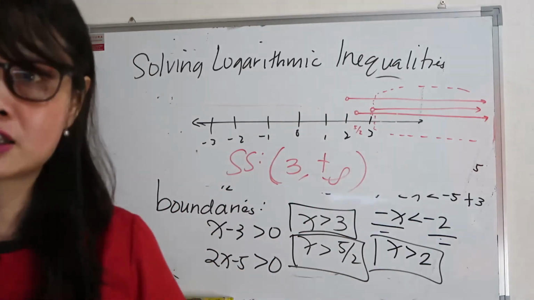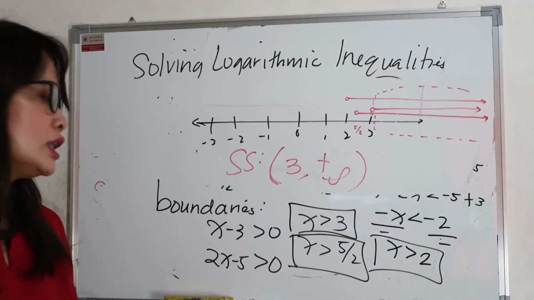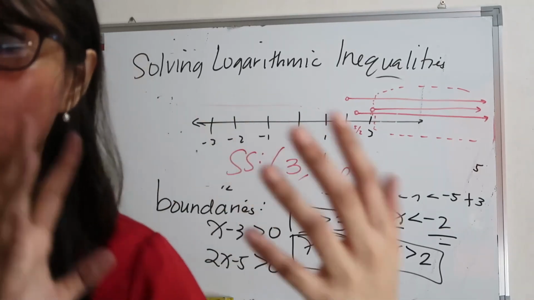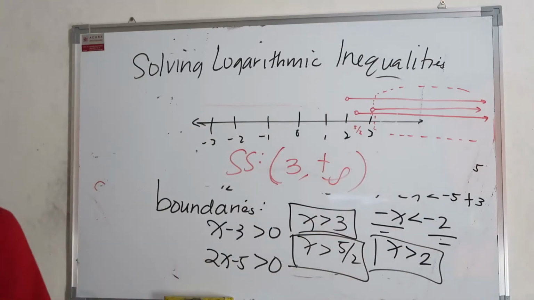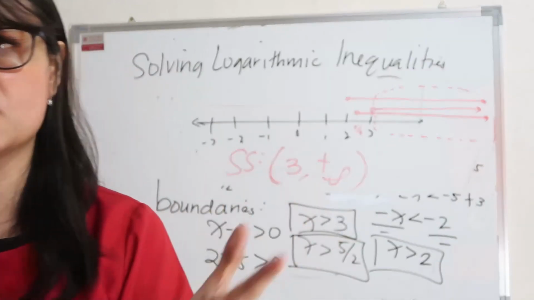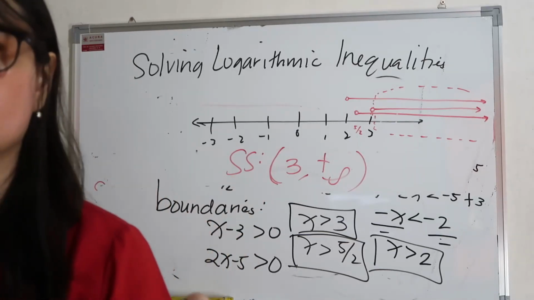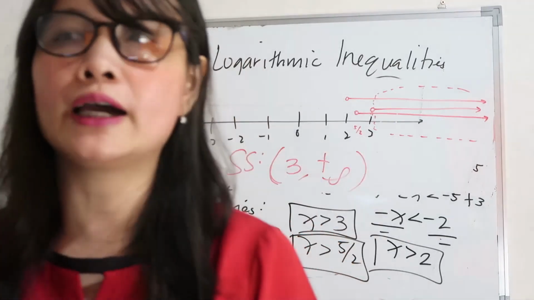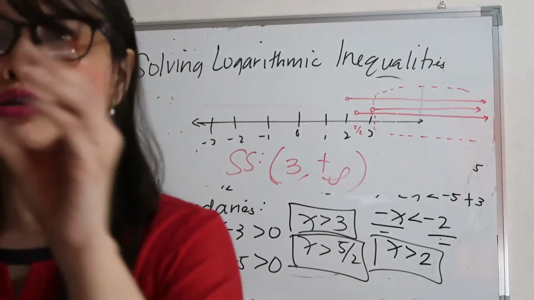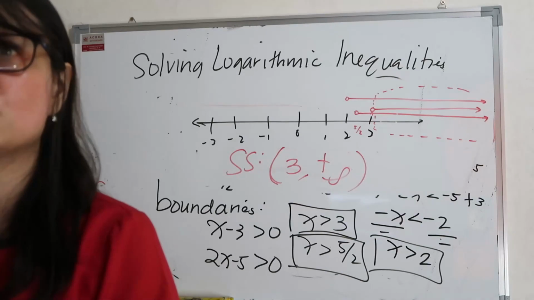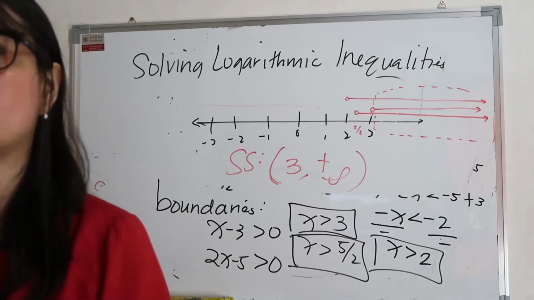So that's how we solve logarithmic inequalities. There are only two conditions: the base is less than 1 or greater than 1. But the concept is still the same. Get the boundaries and then perform the indicated inequality. You simplify it, and then to determine the solution set, use the number line. Where the 3 answers intersect will be your solution set.